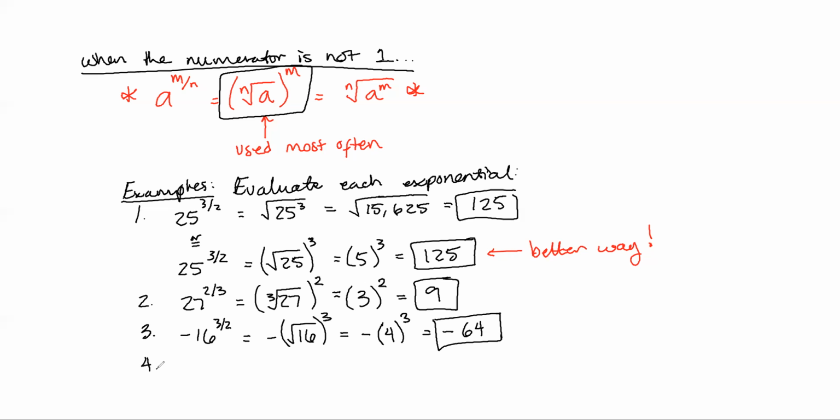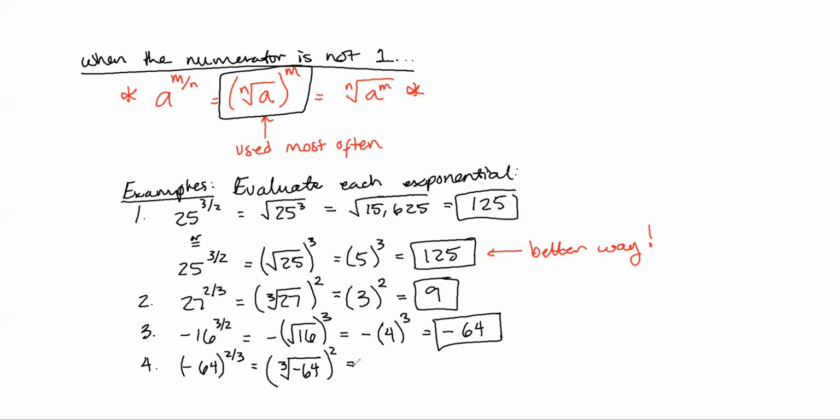Let's see what one of these looks like when the negative is on the inside. So if we take a look at negative 64 in parentheses to the 2/3, this means that we are applying this exponent to negative 64. So this whole thing is going to go on the inside of the radical. We're taking the cube root of negative 64, and then we want to square that.